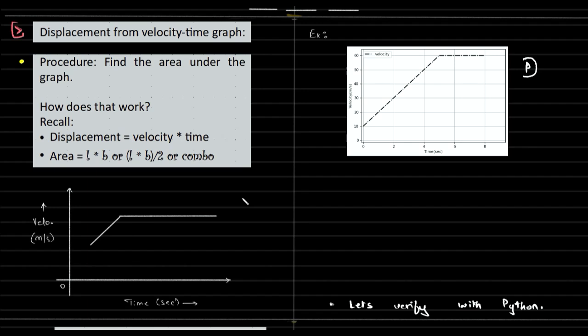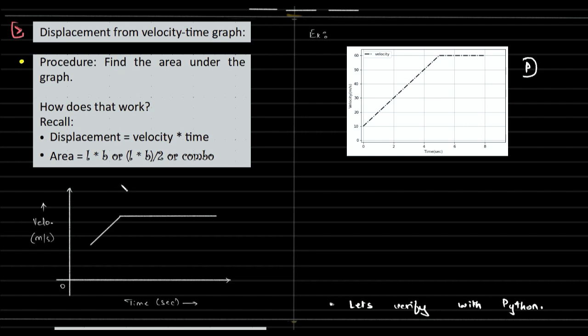Till now we have seen that graphically we are able to find speed from a distance time graph and velocity from a displacement time graph. Here we are looking at the possibility of finding displacement from a velocity time graph. So is this possible? The answer is yes. What is the procedure? Well, it is to find the area under the graph.